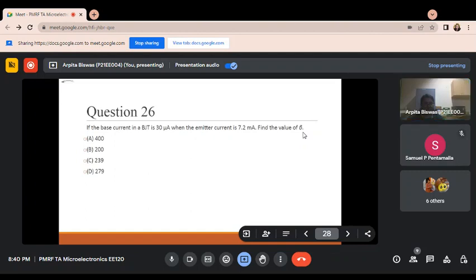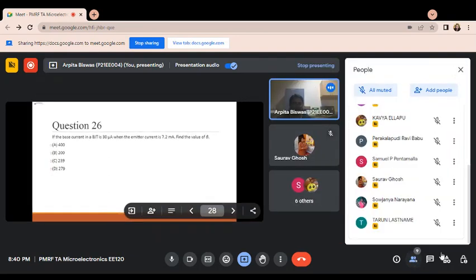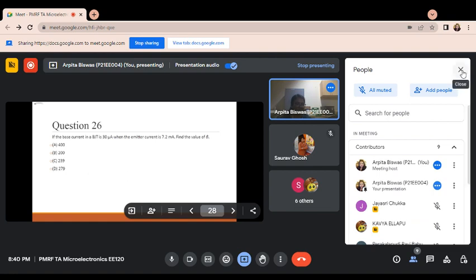At first tell me what is beta. Kavya, what is beta? Ma'am, beta is IC by IE. Okay, and what is the name of beta? It is a gain, something gain. In what condition is it gain? Ma'am, it is the current gain in common emitter configuration. Okay. So please solve the question. I will ask each and everyone, so you have to explain how you have solved this question. So please solve.